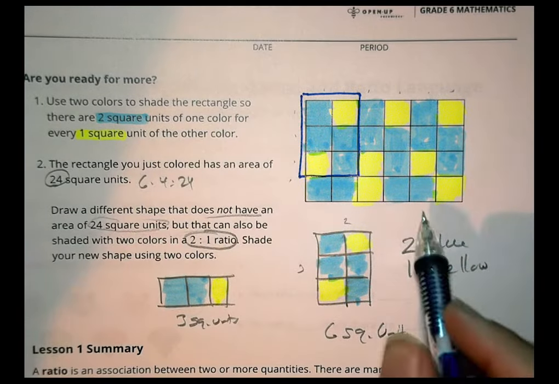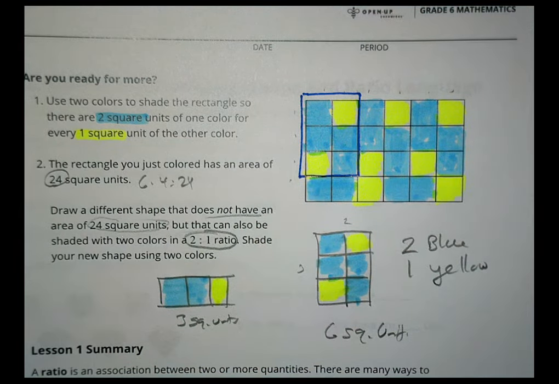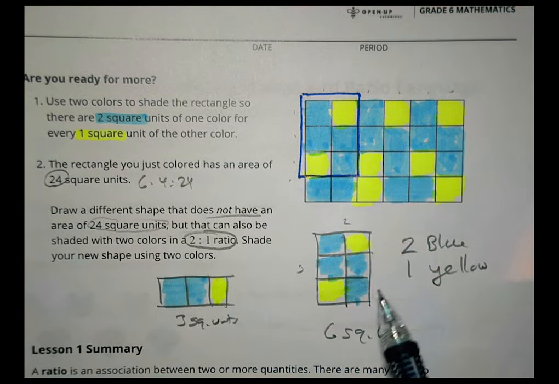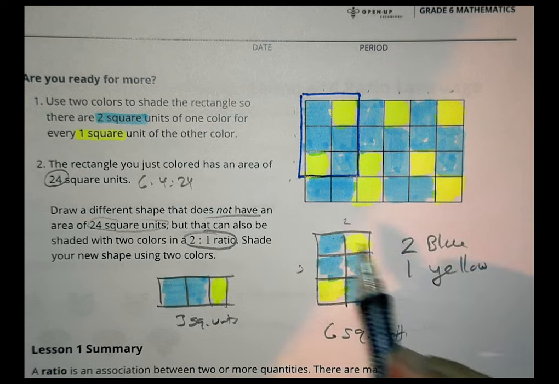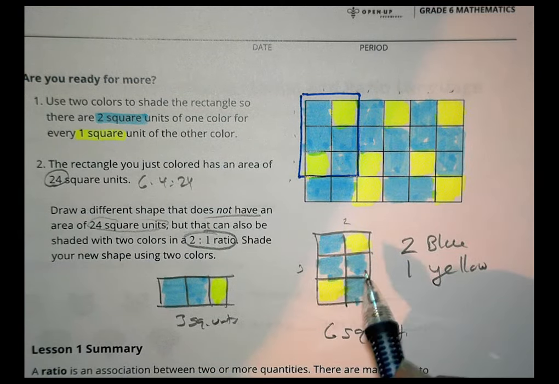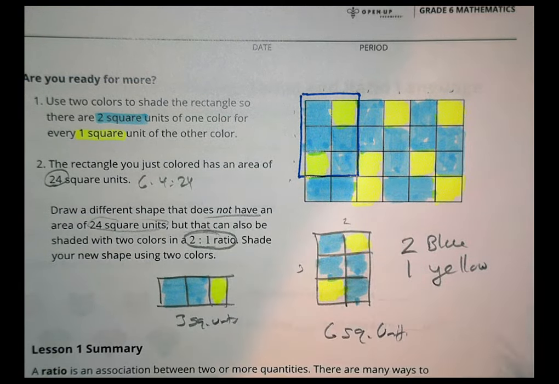So there's a couple ways of doing this. Actually, there's lots of ways of doing it. You can draw multiple shapes. The idea is that as you draw that different shape, you just want to make sure you have a ratio of 2 to 1. And that's the ratio you're aiming for, so do that again and again.